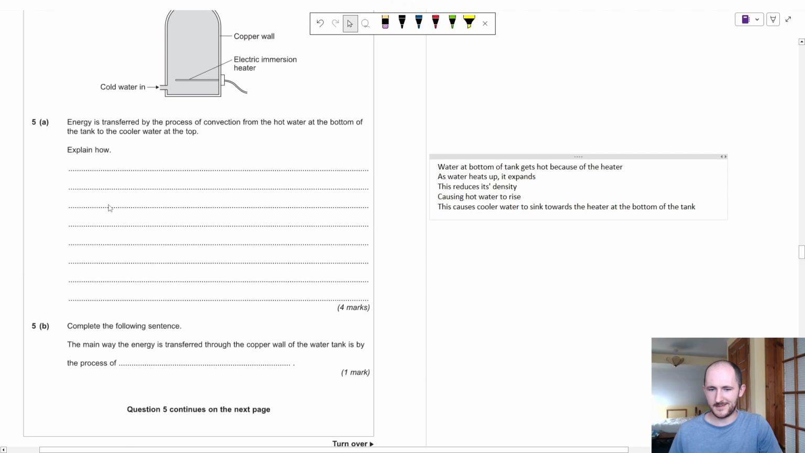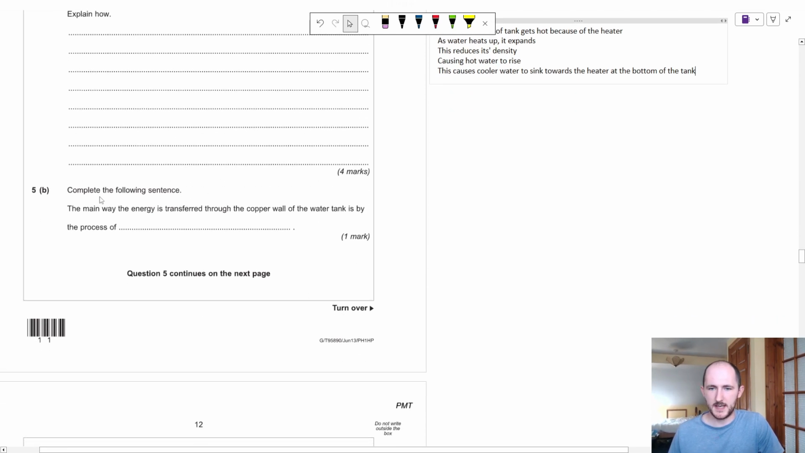That should be fine. I'm so paranoid about losing like 1 or 2 marks. Because even though I know how it works scientifically, that's not enough to get marks in GCSE science. You have to actually explain it in the words that they want, which is kind of an annoying part. Complete the following sentence.